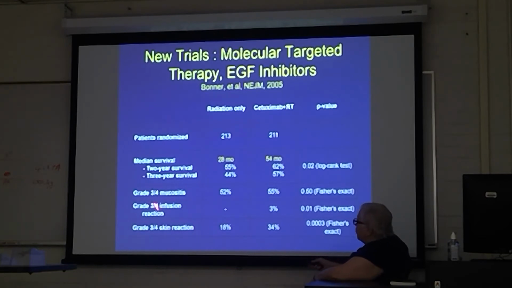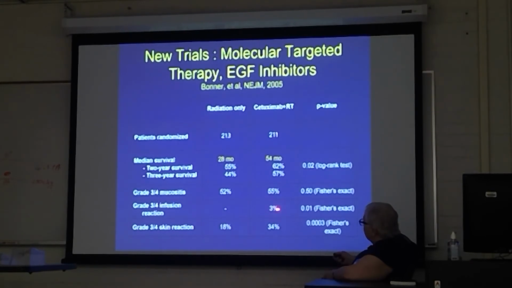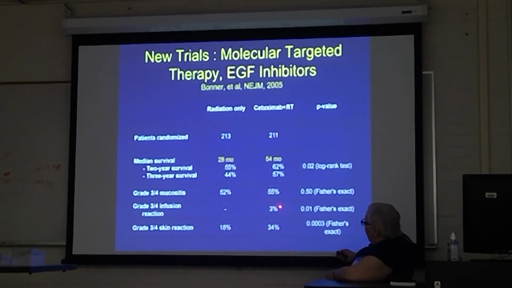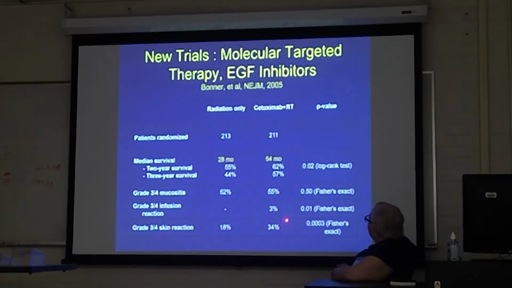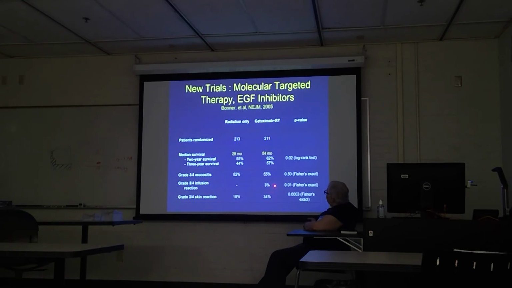And of course you have infusion reaction. We don't get infusions, but these people do because the monoclonal antibodies are given through an infusion. So they have a 3% reaction, grade 3 to 4. And then you have grade 3 to 4 skin reaction. The radiation alone is 18%. The monoclonal antibodies plus radiation is 34%. What does this tell you about the skin reaction?